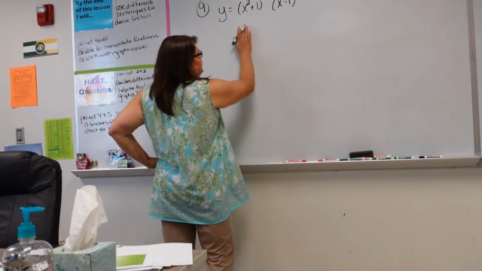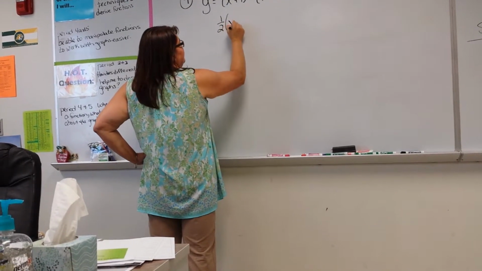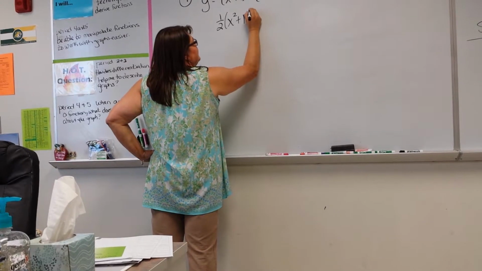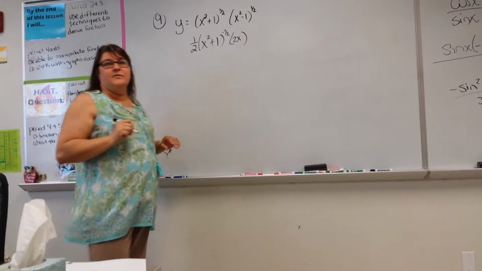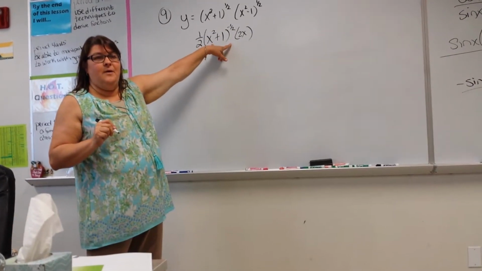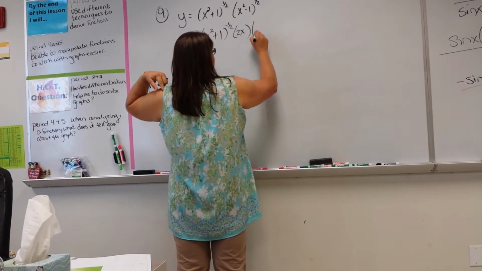So the derivative of the first is 1/2 times (x squared plus 1) to the negative 1/2, times 2x. What about this guy? Oh yeah, negative now, times 2x. Questions, comments, concerns, issues? Derivative of the first. Let's do quotient. Are we good? So first, derivative of the first times the second.